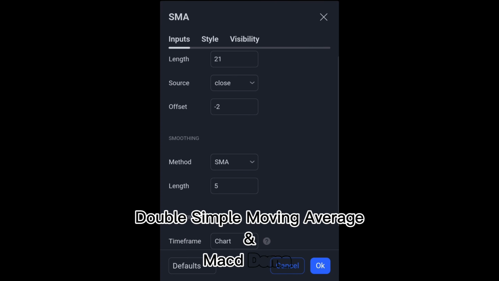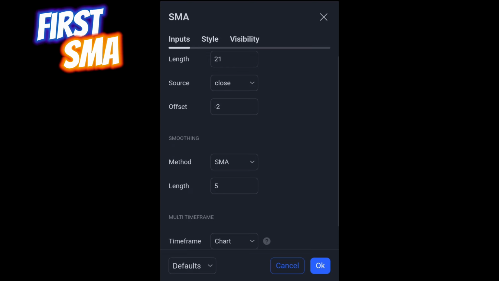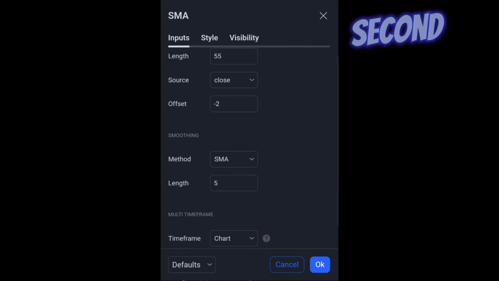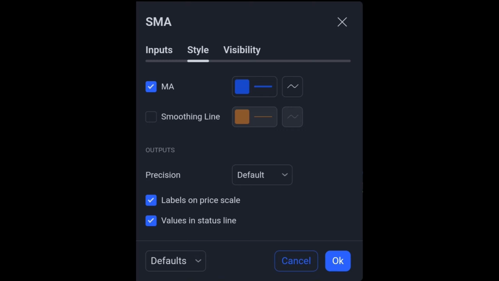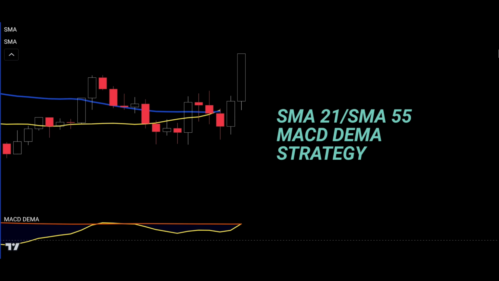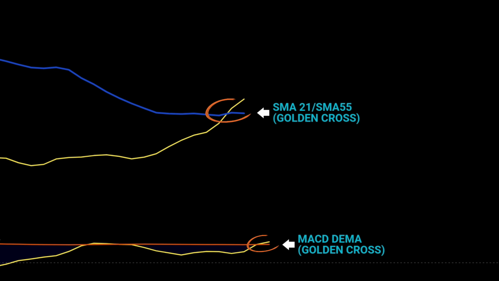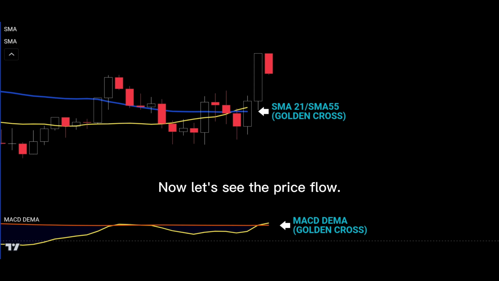Double simple moving average and MACD DEMA. First, SMA. Second, SMA. Both indicators have crossed the golden cross. Now let's see the price flow.